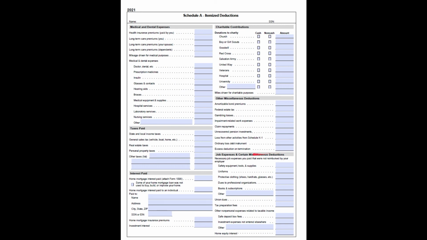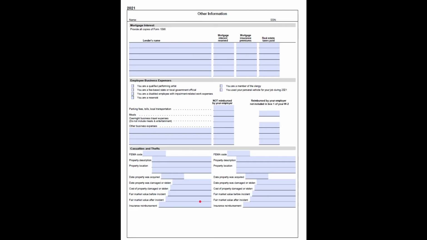Job and certain miscellaneous deductions. So this is actually quite limited this year, but go ahead and fill in the information and we will determine if you qualify to deduct any of these expenses. Other information is going to be additional information with regard to mortgage interest, employee business expenses, and then casualty, theft, loss.